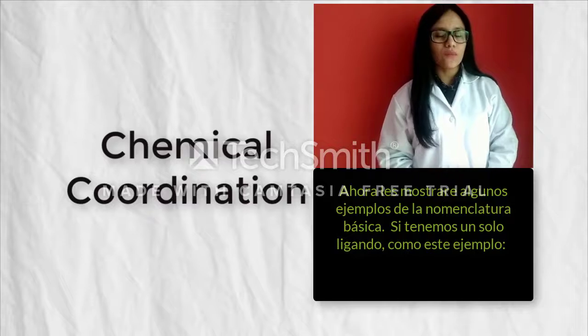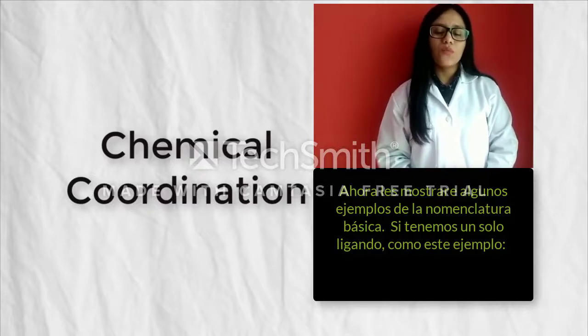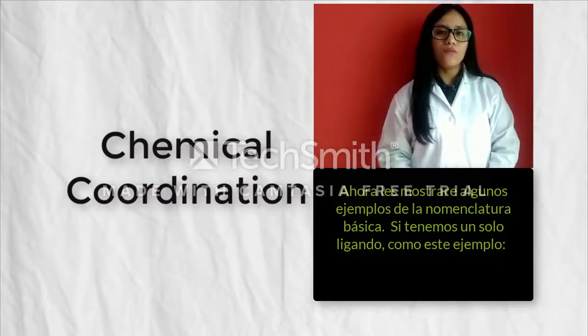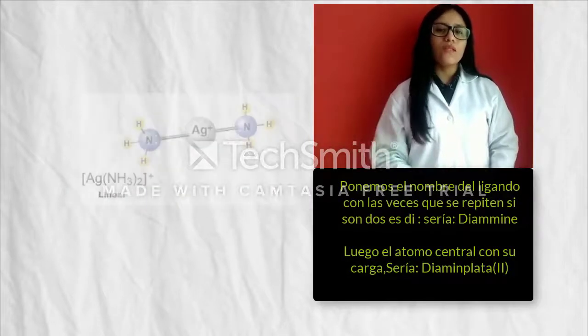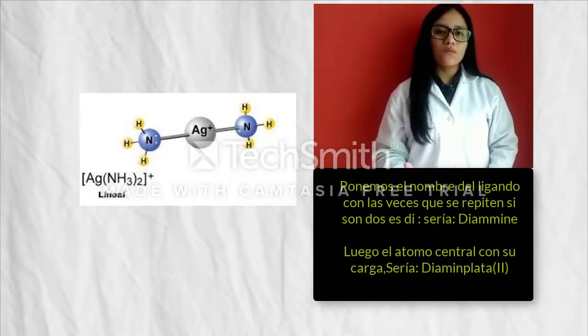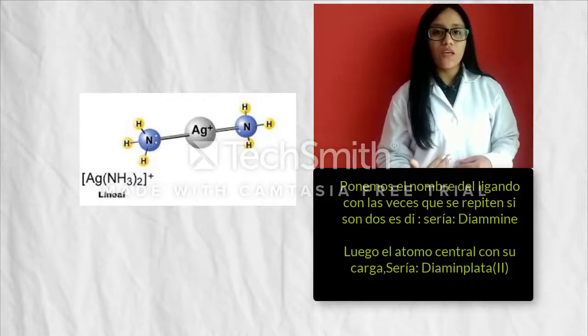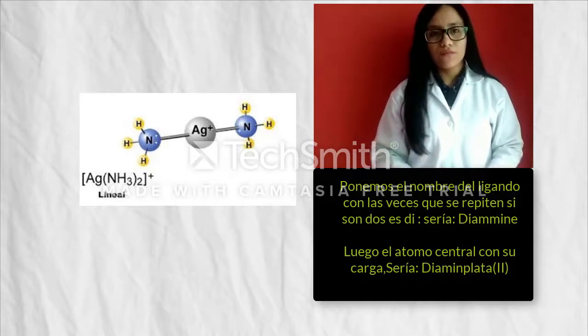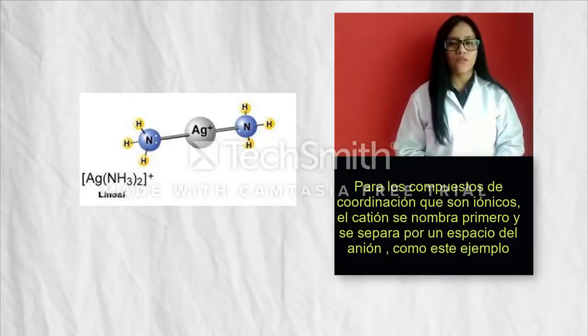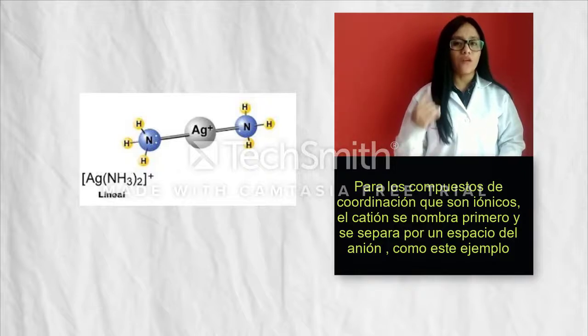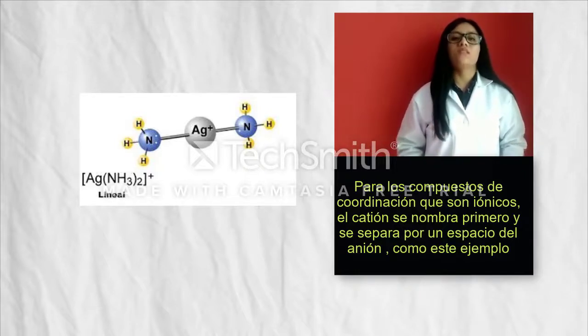Now I will show you some examples of the basic nomenclature. If we have a single ligand like this example, we put the name of the ligand with the number of times it is repeated. If there are 2, it is di-, so it would be diammine, and then the central atom with its charge: diamminesilver(I). For coordination compounds that are ionic, the cation is named first and separated by a space from the anion, like this example.